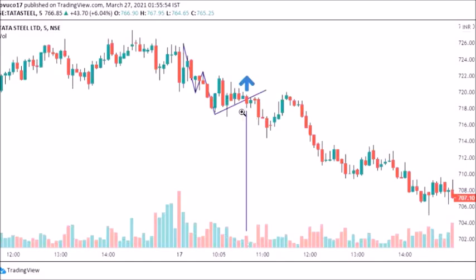So entry below the low of this candle, stop loss above the high of this candle, and target based on your RR or previous swing low. Now here if you observe, if you exit at 1:1 RR, then it is fine. As I told, if you want to play very safe, then you can exit half quantity at 1:1 RR and then look for 1:2 RR.